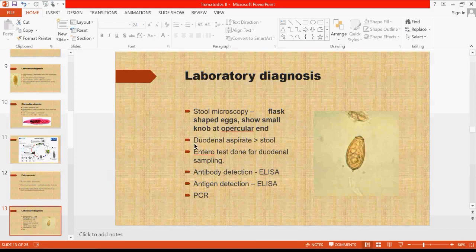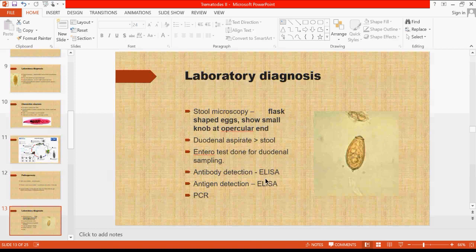So duodenal aspirate has more sensitivity for the microscopy, which can be done like the entero test for duodenal sampling. The entero test is also done for giardiasis. Similarly, you have to do the entero test and take a sample from the duodenal area, and then microscopy is done, where we can see the egg forms of Clonorchis sinensis.